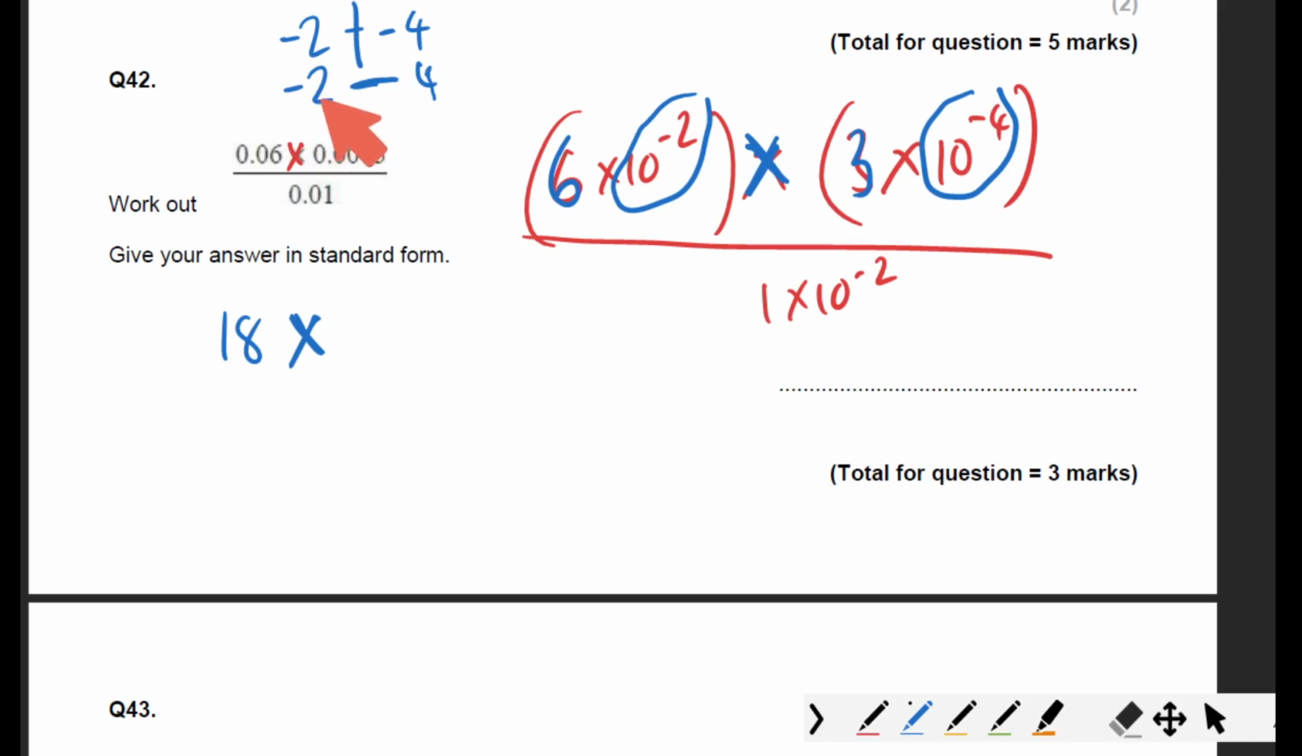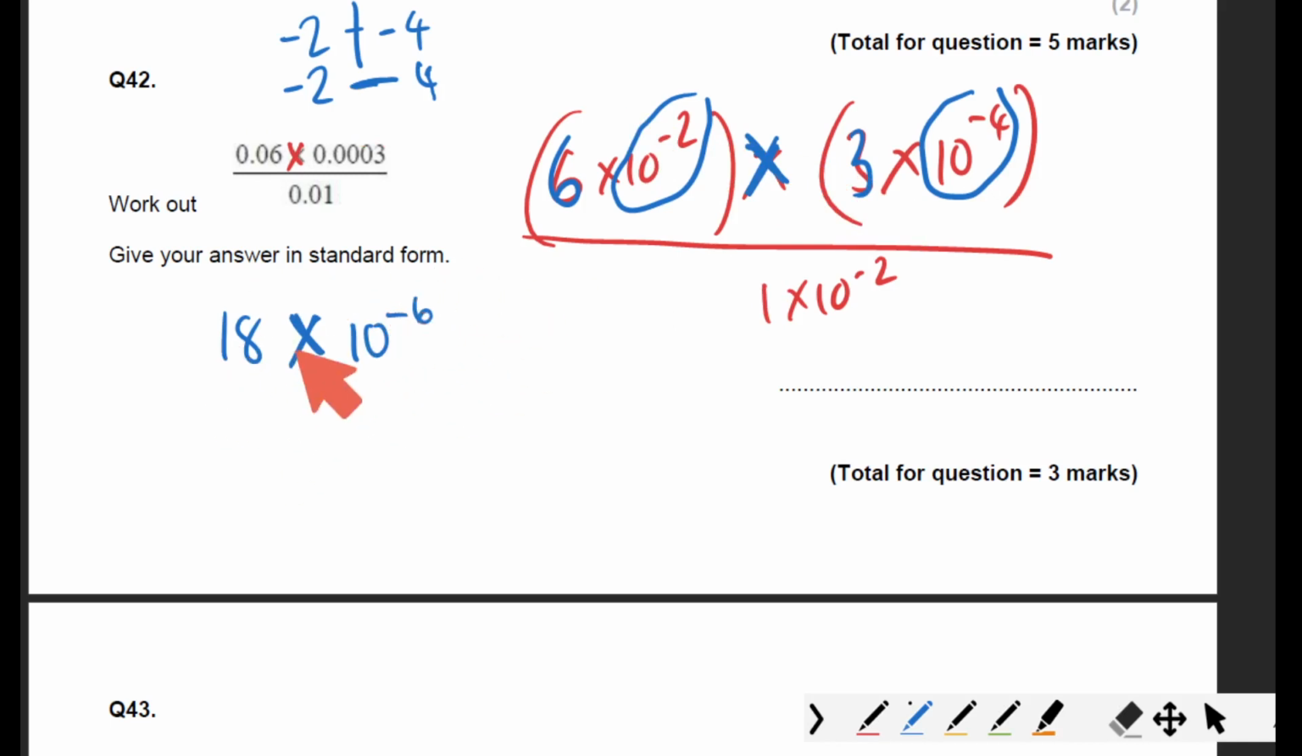Please don't think these 2 negatives make a positive. No, they're not even together. That negative and that minus, they're not even together. So it's a number line problem, like adding and taking away. Negative 2 take away 4 on the number line is negative 6. So that'll be 10 to the power of negative 6.